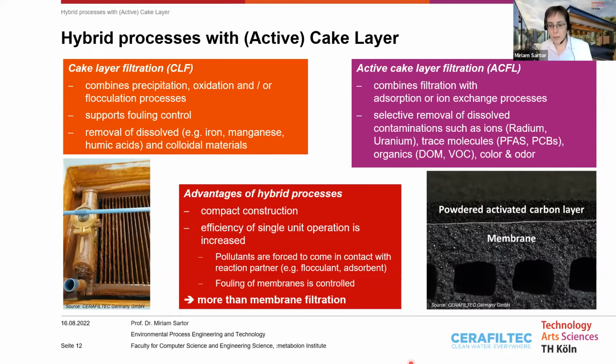The advantages of these hybrid processes are that you have a compact construction, and the efficiency of the single unit operation is increased. It is better to combine, for instance, flocculation with a membrane filtration than to have the single process steps separately. You force the pollutants to come in contact with the reaction partner, like the flocculant or adsorbent, by moving and sucking it through the membrane. And you can control the membrane fouling. And this means that these hybrid processes are more than membrane filtration.